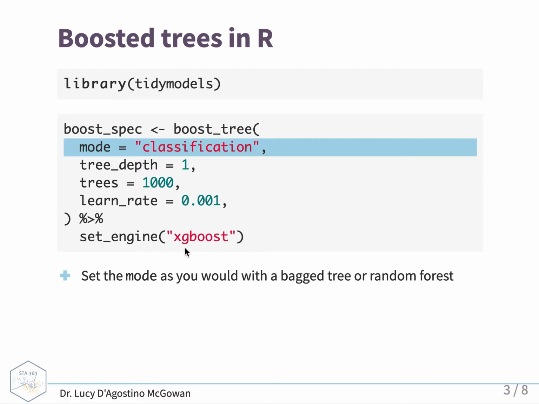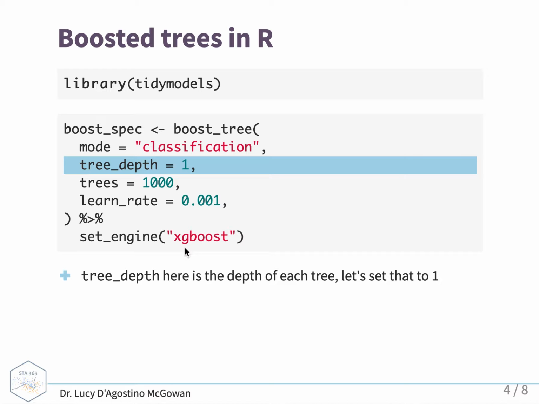And so for this example, I'm going to use the heart data where I'm trying to predict heart disease using a bunch of patients' characteristics. And so this is a classification problem, and so I'm going to set the mode equal to classification for that. Tree depth here is going to be the depth of each of these trees. So let's set it to 1 since we discussed that's a pretty good default.